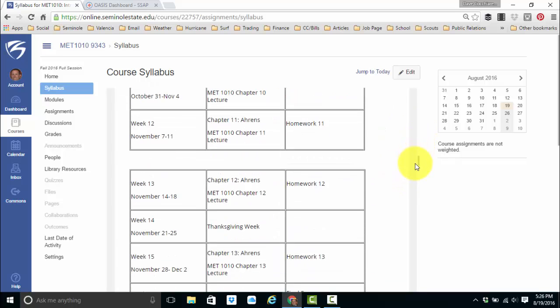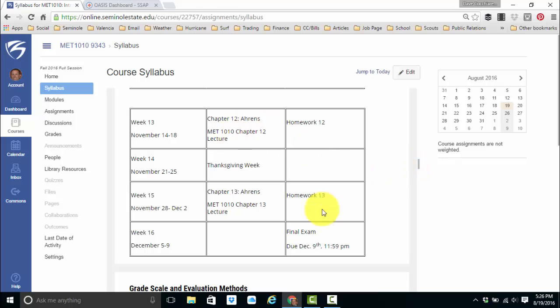And then take you down into the last quarter of the semester. Weeks 13, 14, well, 14 is Thanksgiving in this case. It may be spring break if it's a spring semester. And there may not be a week off if it's a summer semester. And then the final exam week. And so in this case, Friday is the 9th, and the final exam is due Friday by 11:59.